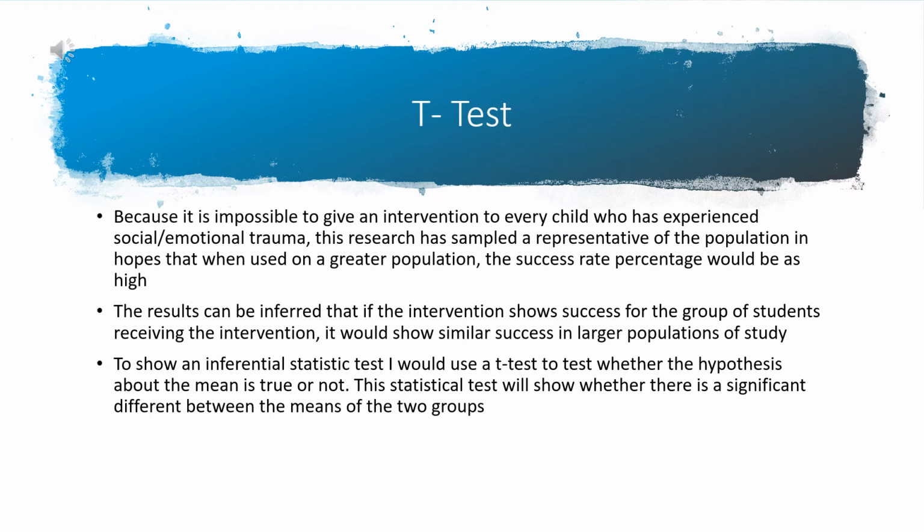I chose a t-test because it is impossible to give an intervention to every child who has experienced that social emotional trauma. So the research that I have sampled is representative of the population in hopes that when it's used on that greater population, the success rate percentage would be just as high. So the results can be inferred that if the intervention shows success for the group of students, then it would show similar success in a larger population.